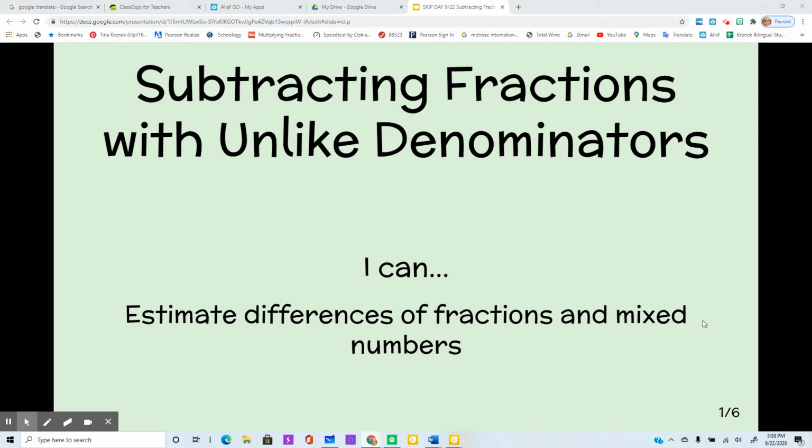Remember, this is the day that I'm supposed to set up the classroom in school, so you will only have asynchronous learning today. So today we're going to look at subtracting fractions by estimating the differences. And we did estimating last week with benchmark fractions. It's going to be the same thing, but we're subtracting this time.